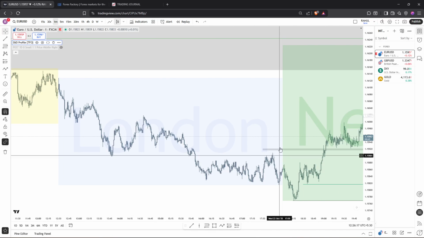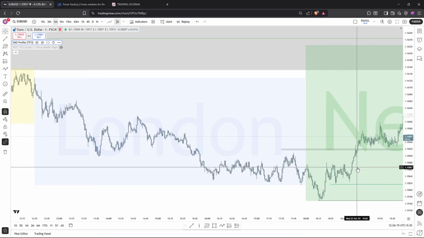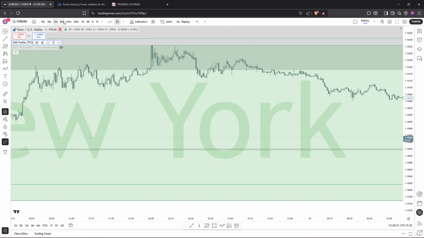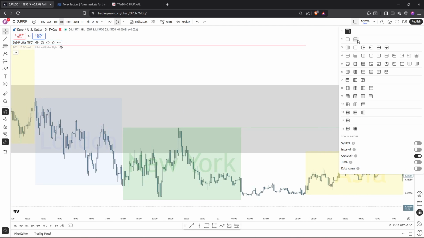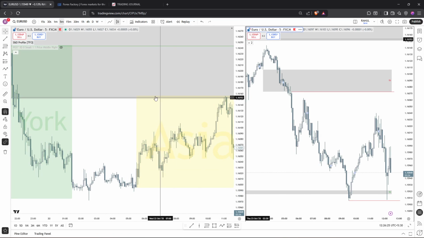And yeah, London will open in about 4 minutes. Let's see what happens. I'll update the trade as it goes on. Let me put my screens back. The 5 minutes, the 1 minute.